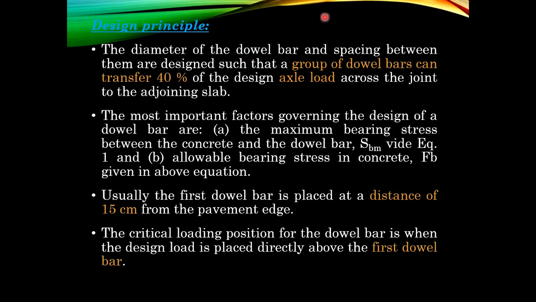Suppose assume 1000 kg vehicle load. 1000 kg load is transferring to the pavement. What is the weight of the vehicle is 1000 kg. 1000 kg is transferring to the CC pavement or rigid pavement. In that, okay, I will show.